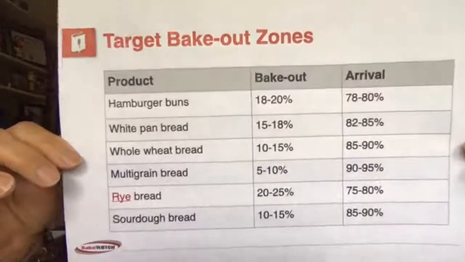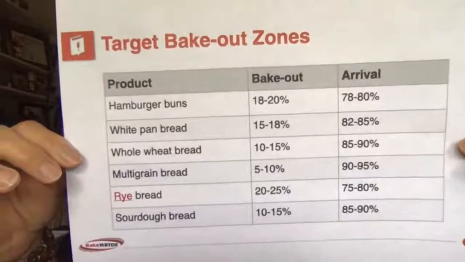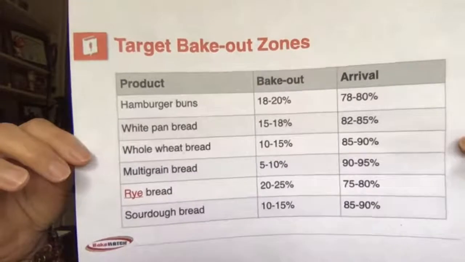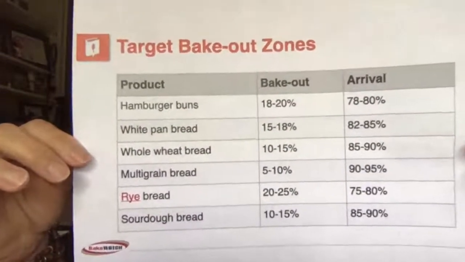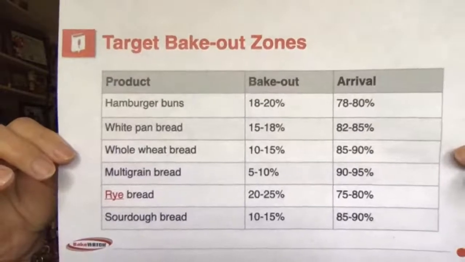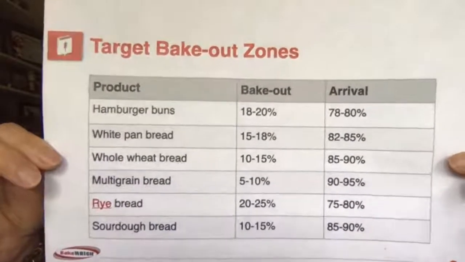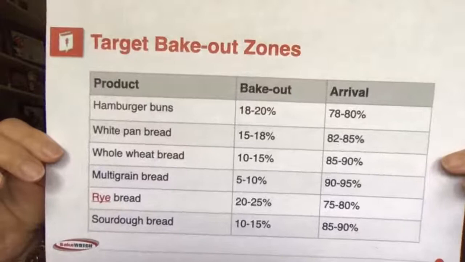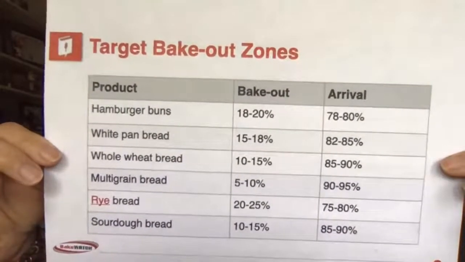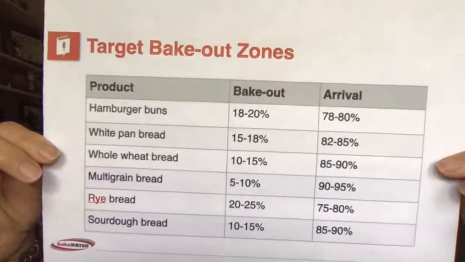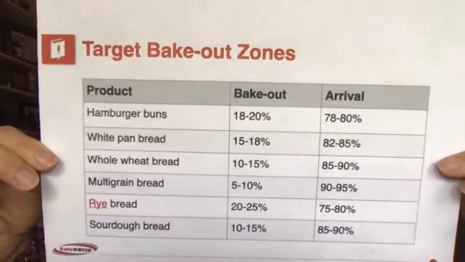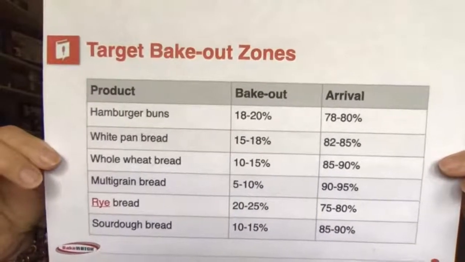These are the suggested bakeout zones for the different bread products that are very common in the market. Hamburger bun arrival times about 80% max. White bread 85% max arrival time. Whole wheat bread 90% max. Multigrain 95% max. Rye bread 80% max, and sourdough bread 90% max.